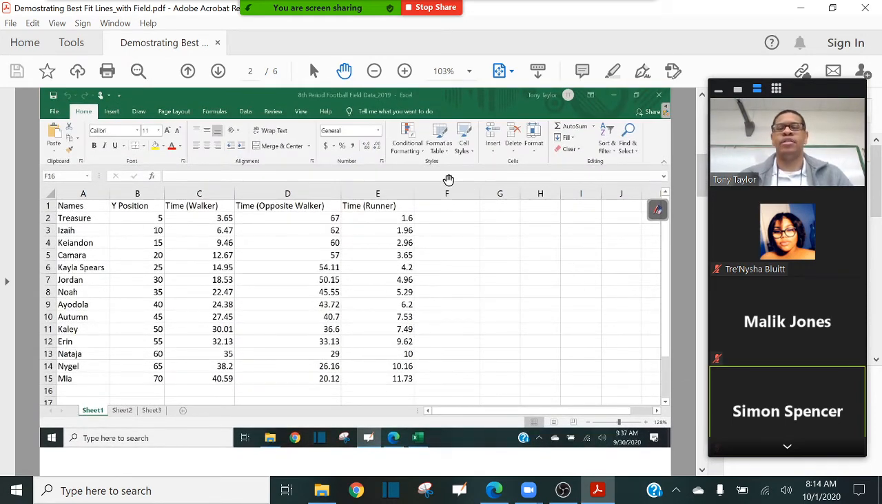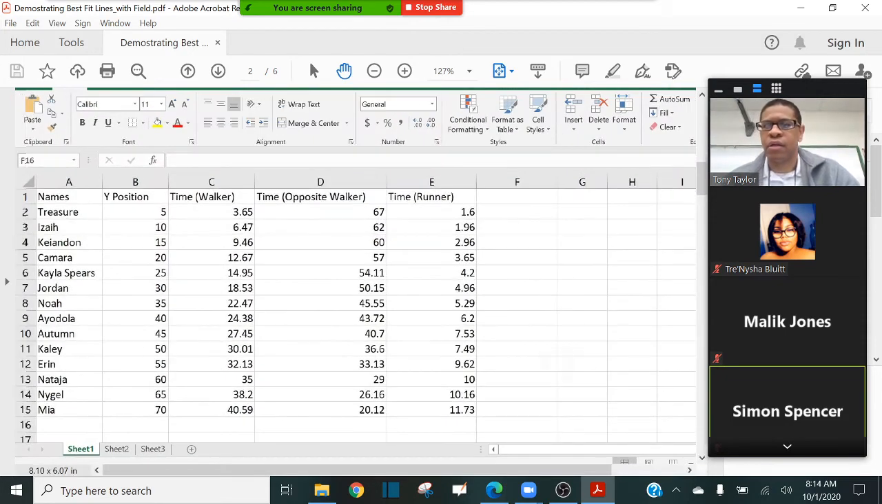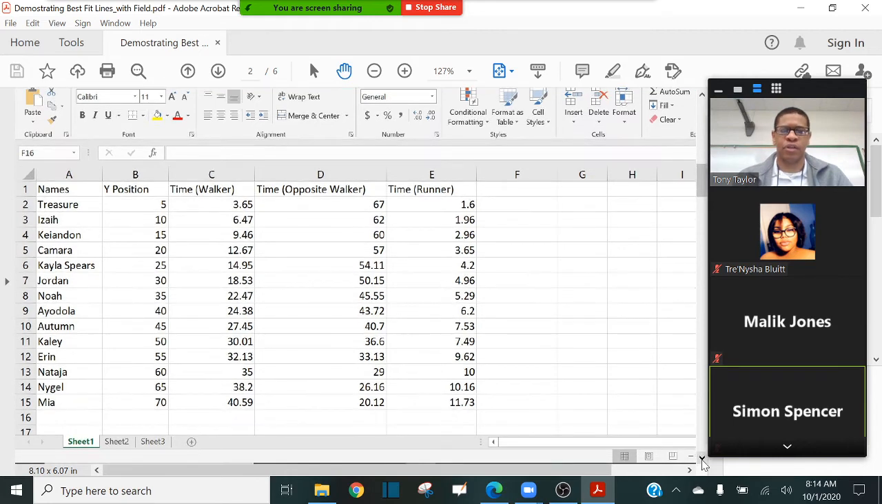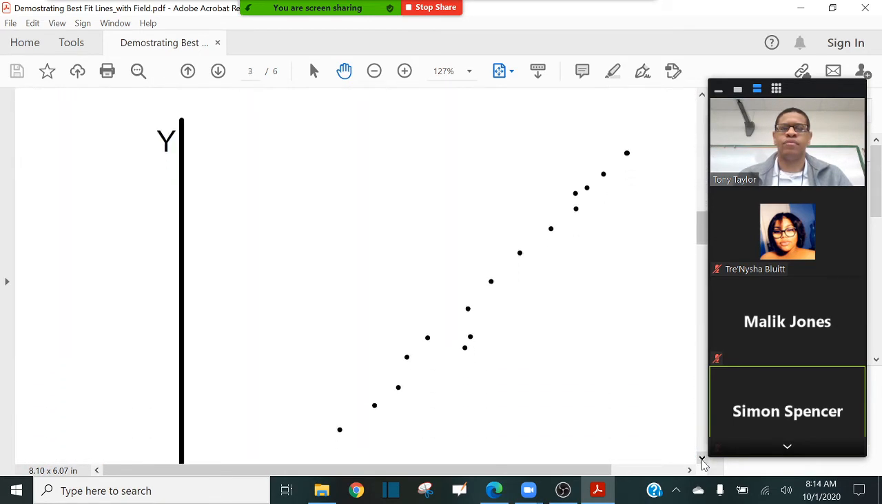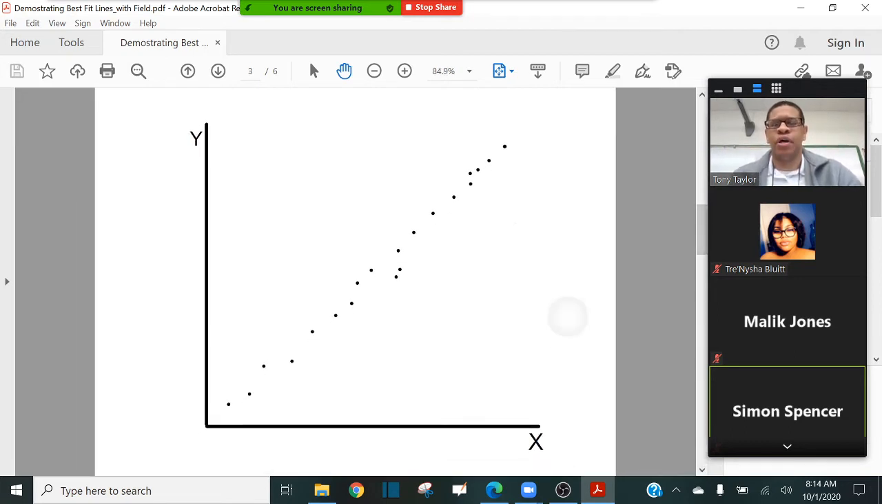And guys, here is an example of data taken from my 8th period class last year. Okay, so this is the data that we took. Again, we see we had a walker, we had a runner, and someone who walked the field in the opposite direction. And then we had the 5-yard line, 10-yard line, 15-yard line, 20-yard line, and so on. And so then we would collect data. And then when we plot out the data, this is what we get. Okay. Here's an example, and by the way, assuming we're plotting position along the y-axis and time along the x-axis.